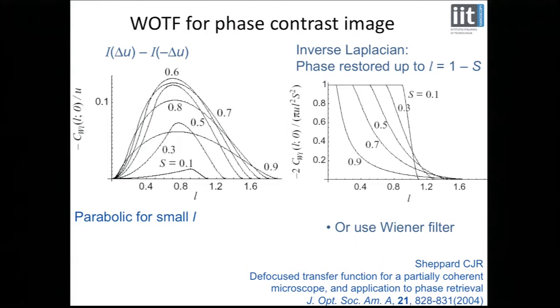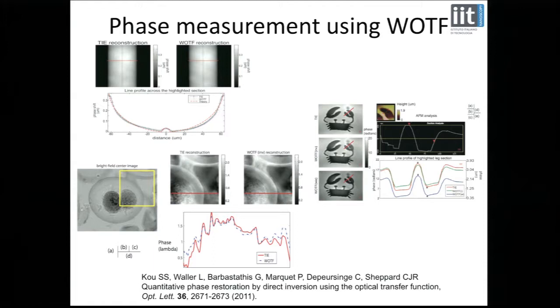So this is applying this method in practice. This is an example looking at an optical fiber. So this is the method I'm talking about. This is the weak object transfer function method. And you see we recover this parabolic shape of the refractive index very nicely. And this is applying it to some biological samples. These other ones are a TIE, meaning transport of intensity equation. This is another method that I'm going to talk about in a minute.